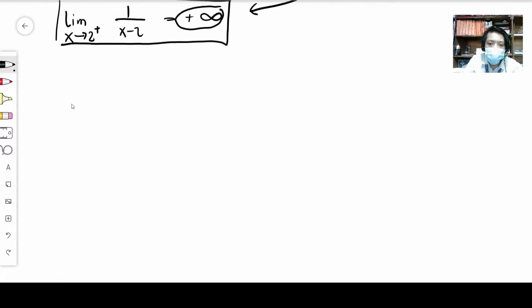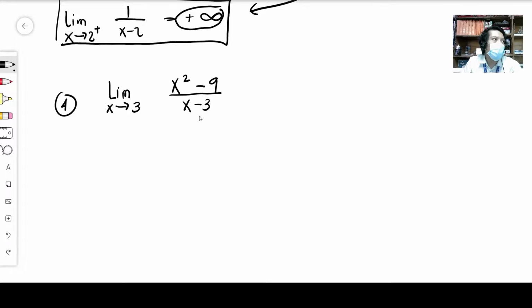For example, this is example number 4. We have the limit of x squared minus 9 over x minus 3 as x approaches 3. Another example. Earlier, to solve for the limit, you can directly substitute. Okay, let us try direct substitution.